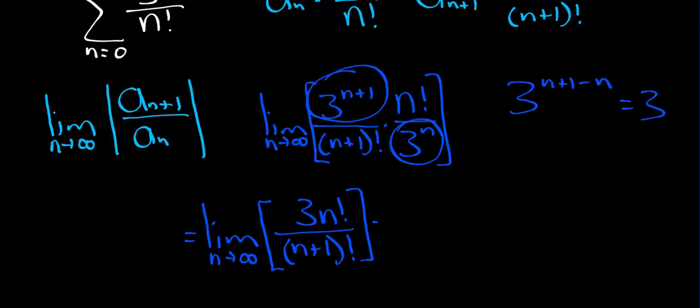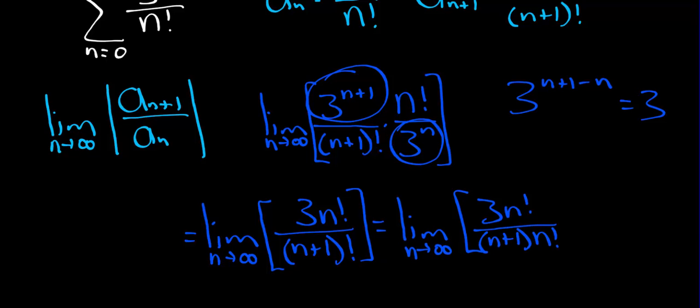Now I got to deal with these factorials. So let's see what I've got here. I've got the limit as n goes to infinity of 3 times n factorial over, let's do n plus 1 times n factorial. And just do that little trick where n plus 1 factorial is the same as n plus 1 times n factorial. And the reason I did that is because, dig this, those cancel. And now let's see what we have.